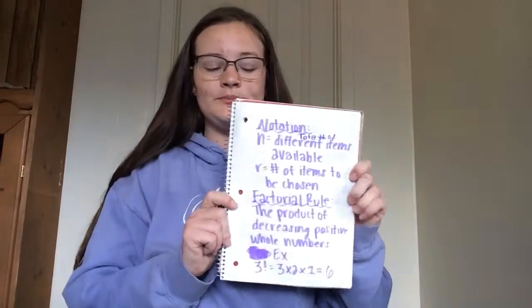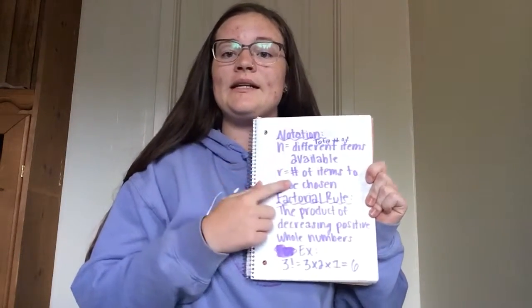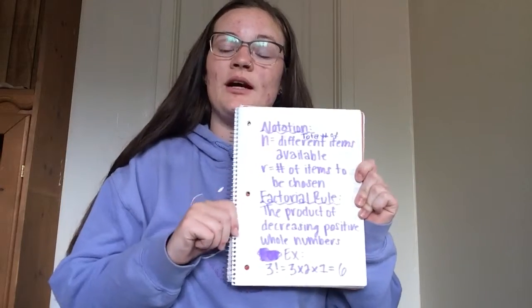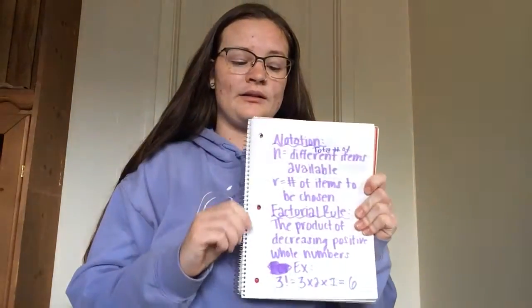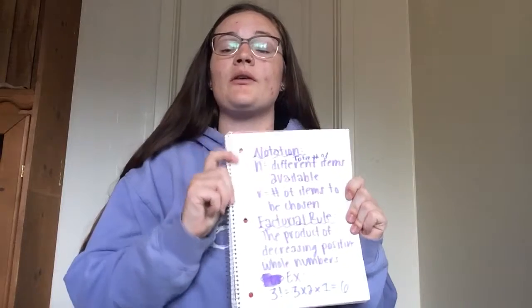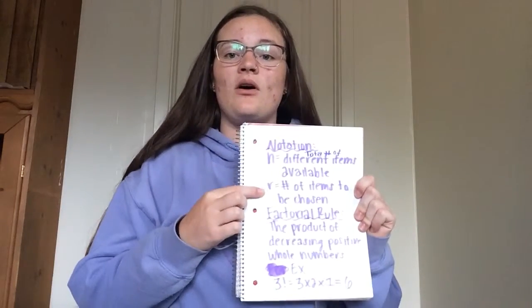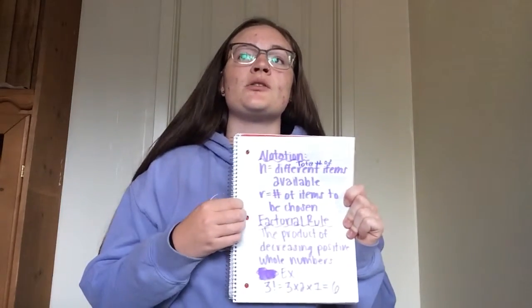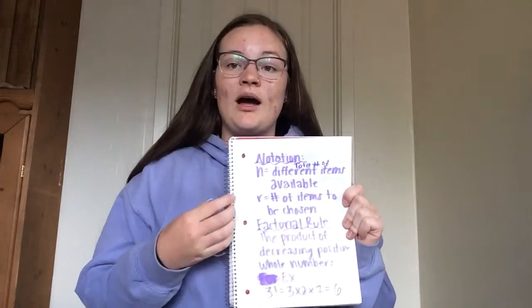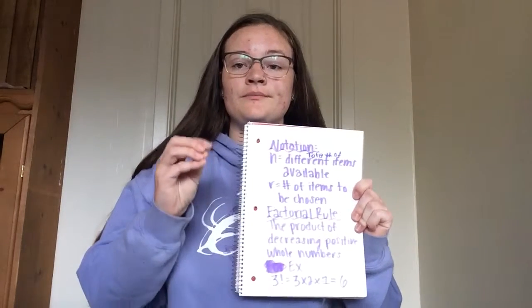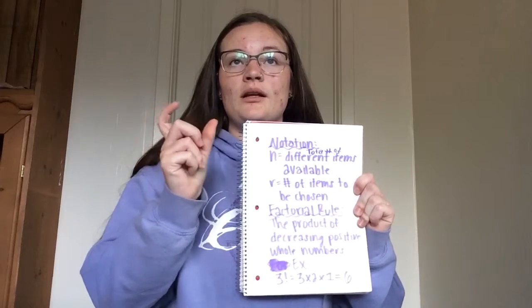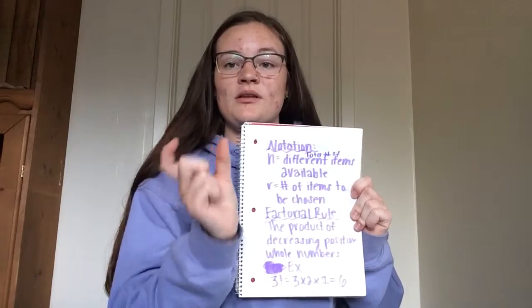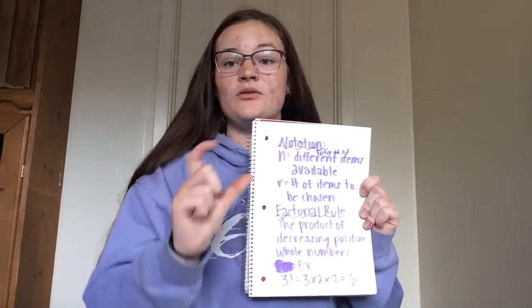So the notation for combinations is pretty simple. It only has two values. The first one is n, and n is the total number of different items that are available. So it's the total amount of numbers that you have to choose from. And then r is the number of items that you want to be chosen. So r is just the number of slots that you have to fill.